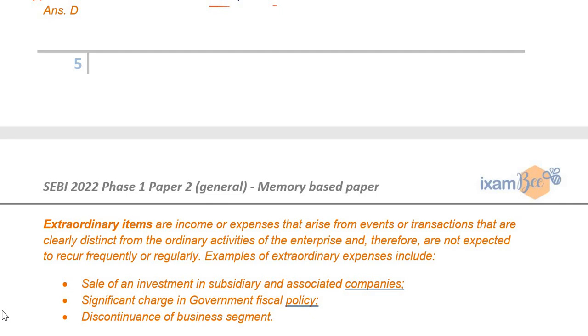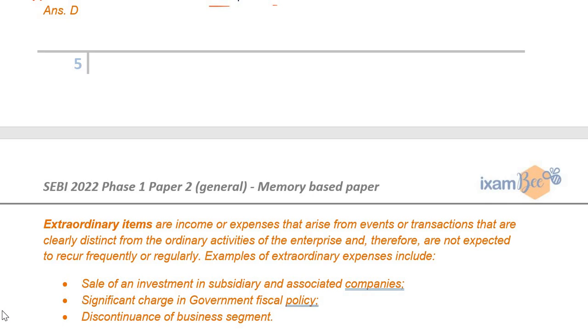So the sale of an investment in a subsidiary and an associated company is an unlikely event to happen again and again for a company. So it's an extraordinary item. However, the sale or the profit and loss from the sale of a fixed asset is relatively more likely to recur, because a company may have various assets and they may keep changing them and buying and selling them, right?